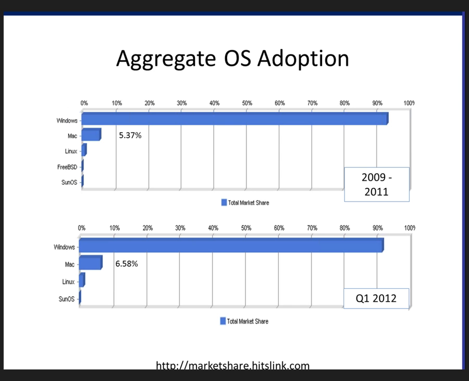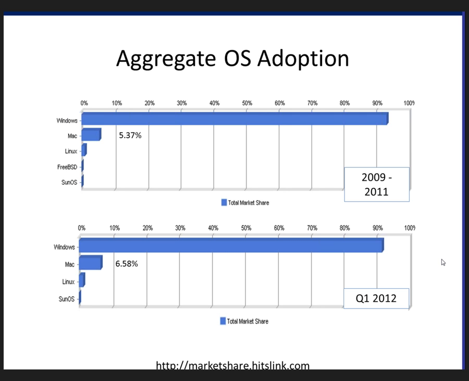So let's jump into adoption rates. I pulled some stats from 2009 through 2011, up through basically December of last year. And you can see that Windows is still dominating overall, and Mac is about 5.37% overall. Now that's actually up, though. If you look in past years, you'll see a steady increase. In fact, if you just look at Q1 of 2012, the number as of end of March, beginning of April of this year is 6.58%.